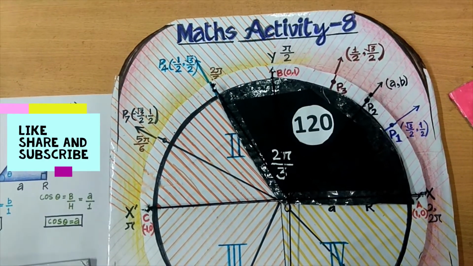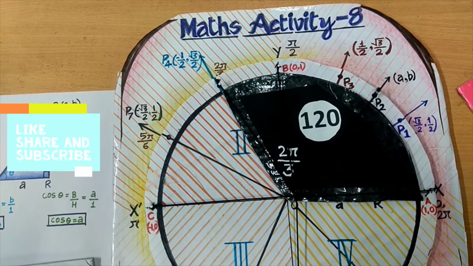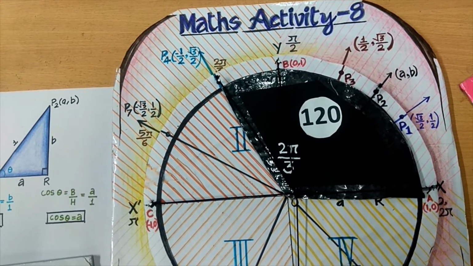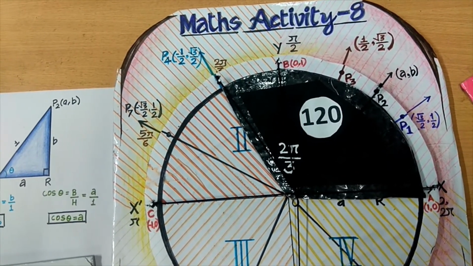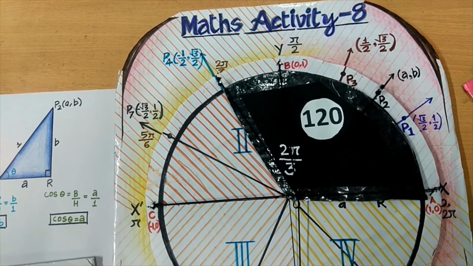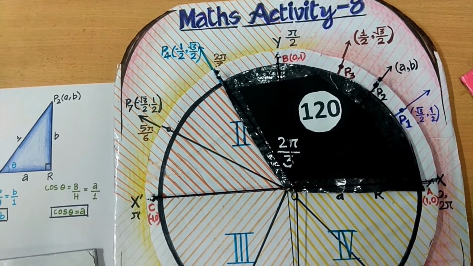Here we have taken a 120 degree angle. The coordinates of P4 are minus 1 by 2 and under root 3 by 2. So cos 120 is equal to minus 1 by 2 and sin 120 is equal to under root 3 by 2. In a similar way, we can also find its mirror image reflection.